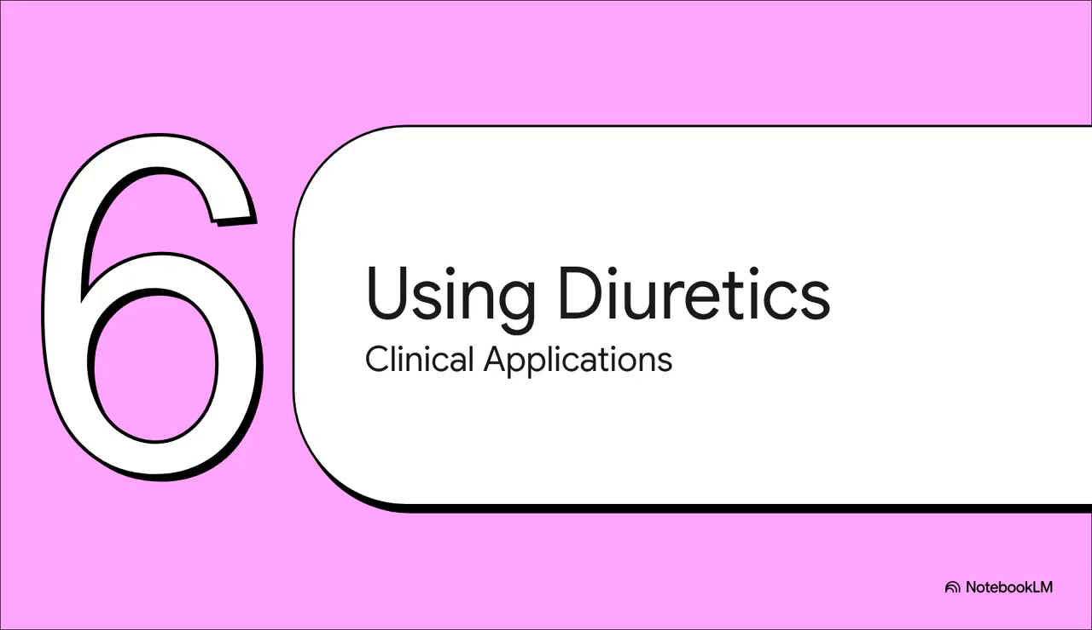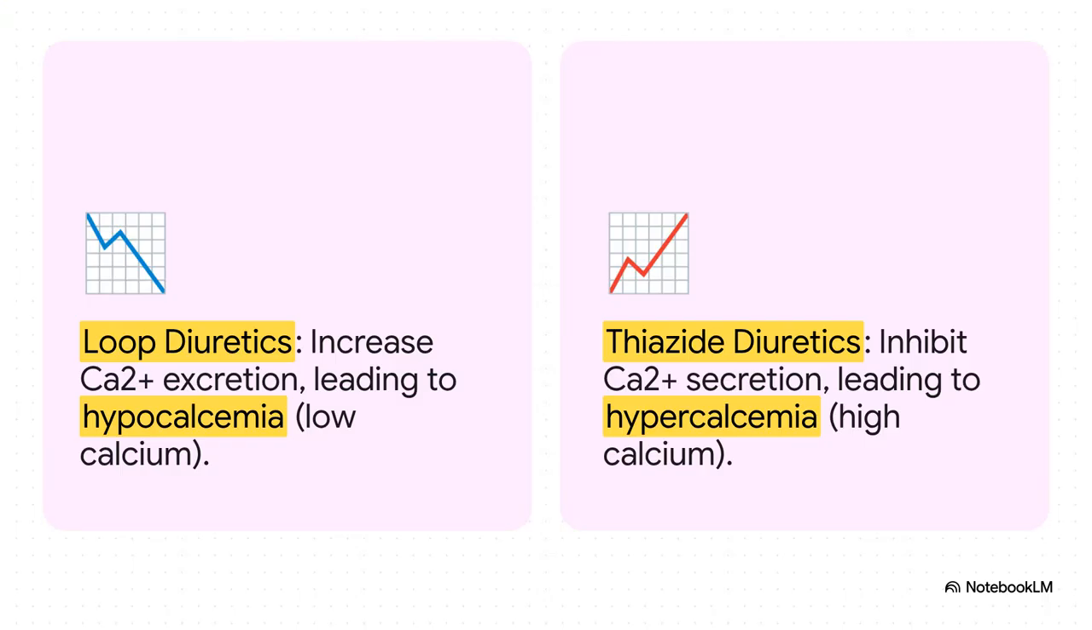Okay, so let's connect these mechanisms to the clinic. It's so important to understand not just how these drugs work, but why we choose a specific one for a particular condition, and what critical side effects we absolutely have to watch out for. Now, here is a really crucial point to understand, especially for side effects. It's the completely opposite effects that loop and thiazide diuretics have on your calcium levels.